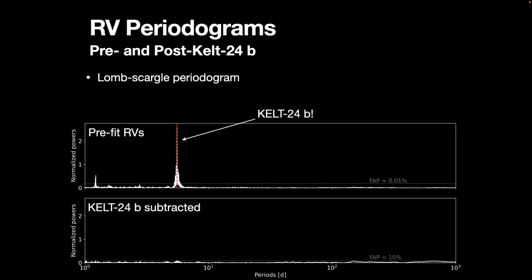basically nothing. A false alarm probability of 10% is shown there at the bottom, but the fact that nothing jumps out standing above that level kind of shows us that there's no other crazy signal here in the radial velocities that we're missing.